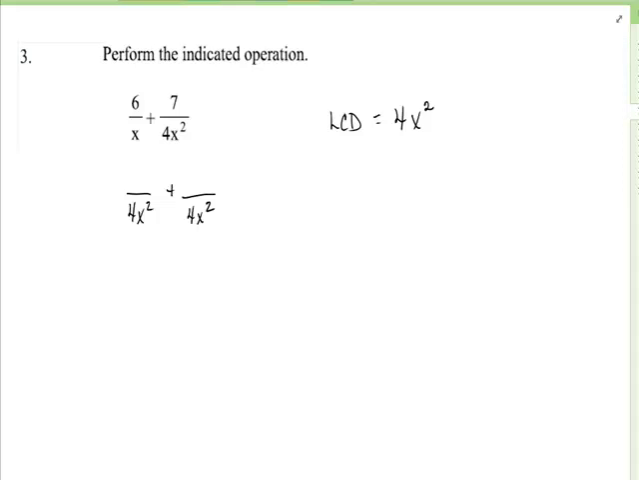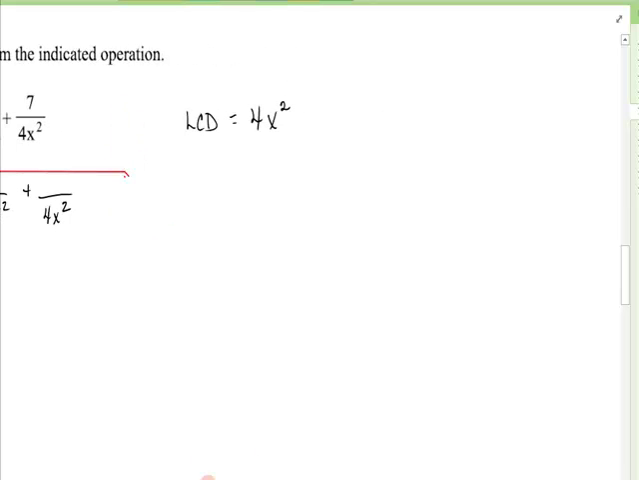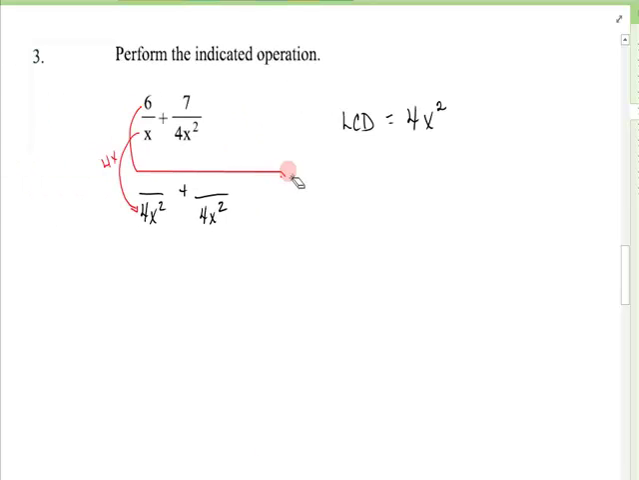Now do the comparison. What do you have to multiply x by to get 4x squared? You'd need a 4 and an x. So multiply the top by that. I'm going to multiply 6 times 4x, and that gets me 24x.